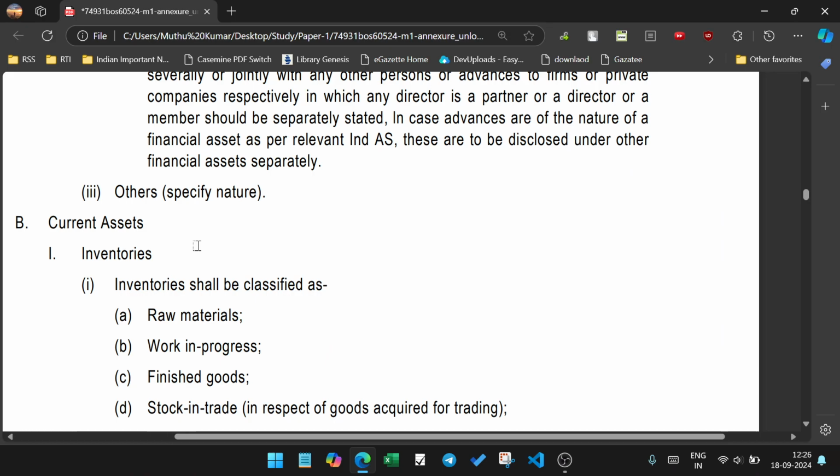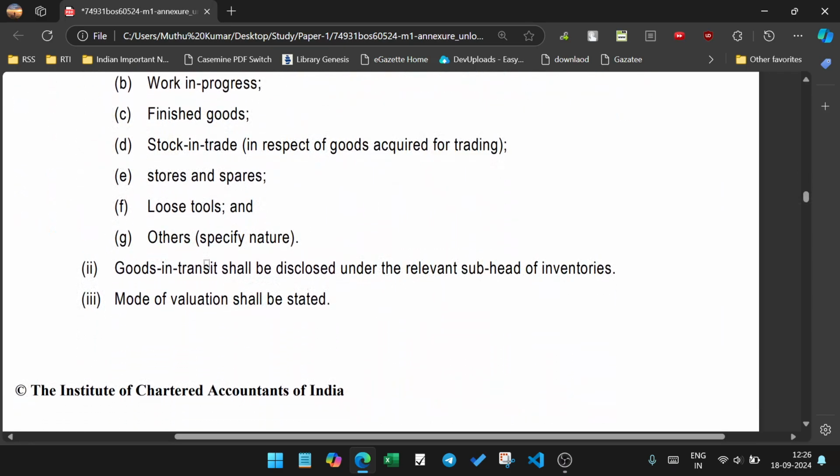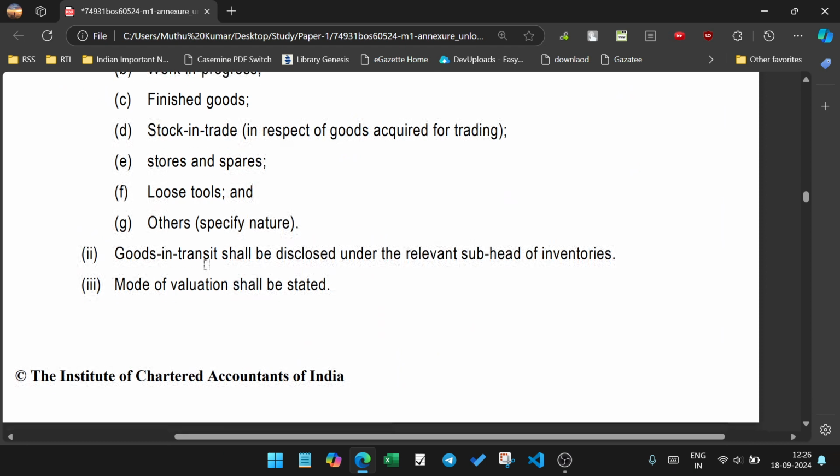Current assets, inventories. Inventory shall be classified as raw materials, work in progress, finished goods, stock in trade, stores and spares, loose tools, others. Goods in transit shall be disclosed under the relevant subhead of inventories. Mode of valuation shall be stated.